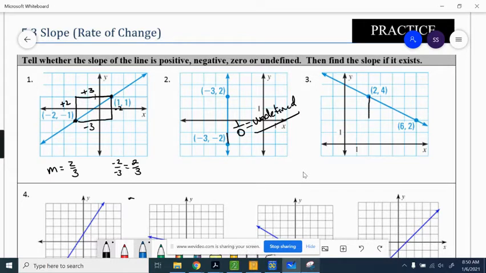Okay, number 3. To go from the top point to the bottom one, I'm going to have to go down 2 and to the right 4. So my m value is going to be negative 2 over positive 4, which would reduce down to a negative 1/2. Okay, so that's my m value, that's my slope.